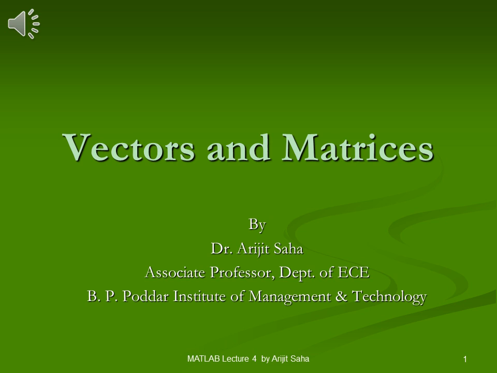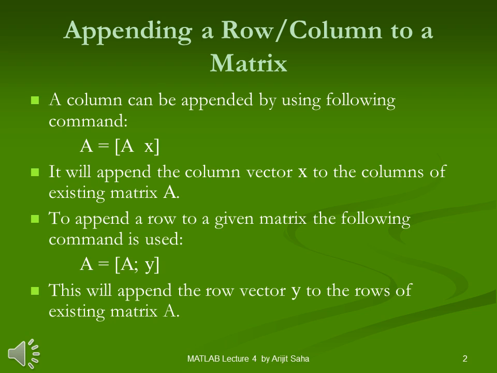Today, I will discuss vectors and matrices in MATLAB. How we can append a row or column to a matrix. A column can be appended by using the following command: A = [A X]. It will append the column vector X to the columns of the existing matrix A. Similarly, to append a row Y, we have to use the command A = [A; Y]. This will append the row vector to the rows of the existing matrix A.